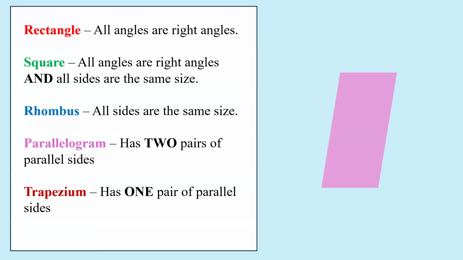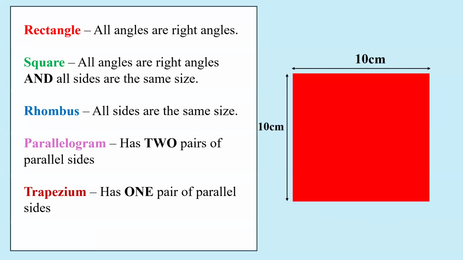Okay, let's take a look at the next shape. So let's take a look at our definitions. We'll be a bit quicker this time because we've gone through all the definitions. So rectangle. Are all angles right angles? Yes, they are. We can see that they all form that perfect 90-degree L shape. So this is definitely considered a rectangle.